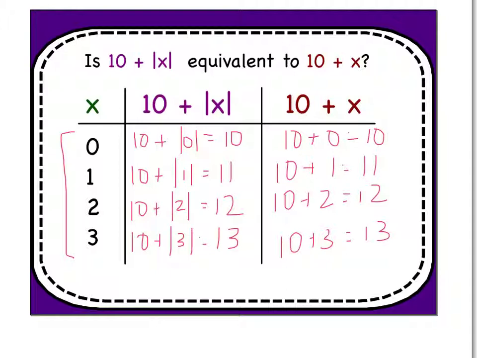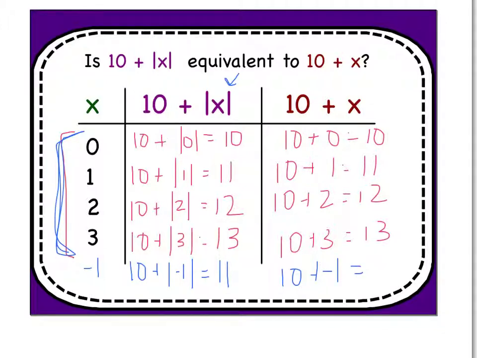If you could think of a number to test that might change that, you want to think about our absolute value. Absolute value affects negative numbers, and we didn't test any negative numbers. So if I were to test negative 1, we'd have 10 plus the absolute value of negative 1, which would give us 1 plus 10, which is 11. But if I came over here and I added 10 plus negative 1, I wouldn't get 11, I would get 9. So in this case they should not be equivalent, but the numbers that I chose to test with showed me that they were. So you have to be really careful with the numbers you choose to test.